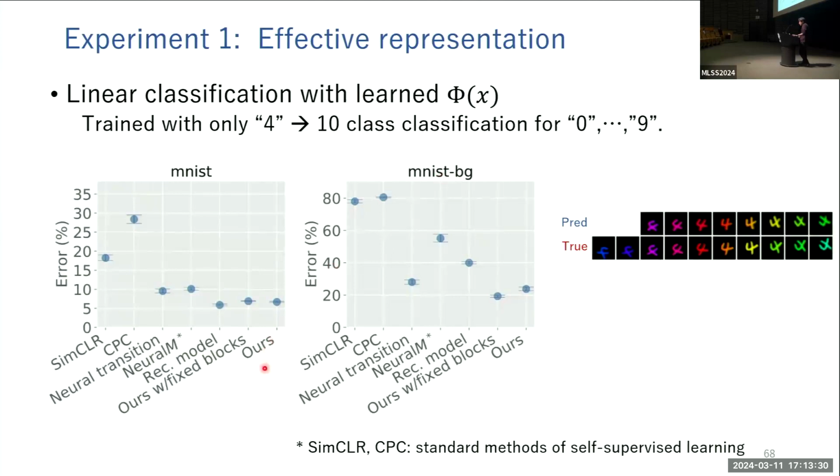And we compare our method with the standard representation learning, such as SimCLR or CPC, which are standard methods for self-supervised learning. And as you can see, because we only use digit 4 for the training, our method outperforms the standard self-supervised learning methods by a large margin.